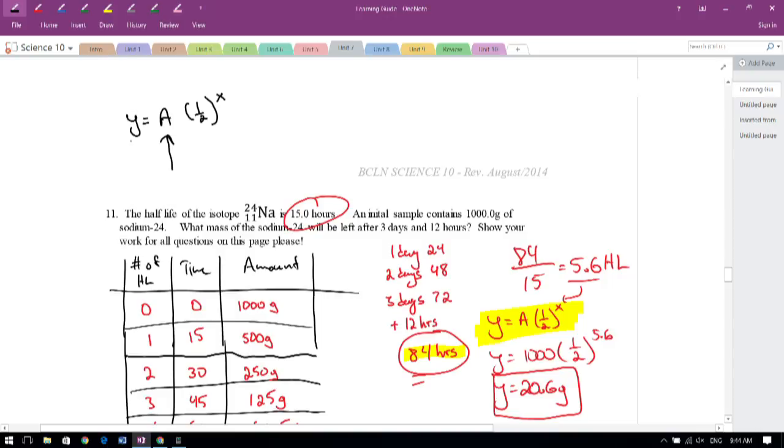So the a is your initial amount, and then the x is the number of half-lives you've lived through.